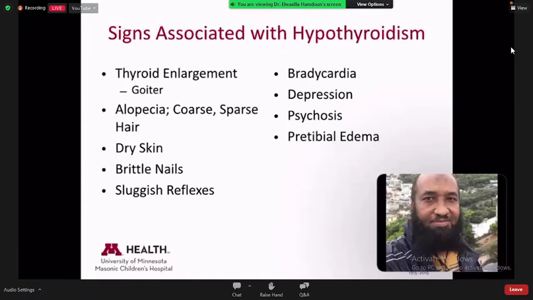On the right side of your slide, you see bradycardia, depression, psychosis, and pretibial edema. I would say they can be signs, but they are usually the signs of severe hypothyroidism. They don't happen in the hypothyroidism that we often see in the clinic. We see them in the severe cases.